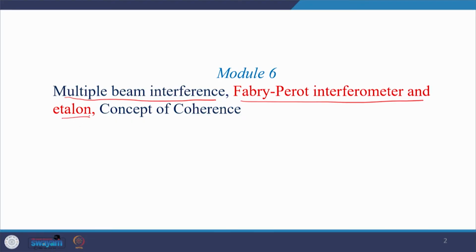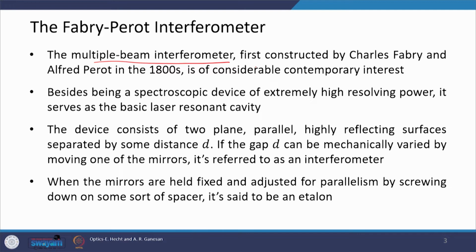Today we will start the Fabry-Perot interferometer and Etalon. The Fabry-Perot interferometer is again an interferometer which relies on multiple beam interference, which we discussed in the last class. This type of interferometer was first constructed by Charles Fabry and Alfred Perot in the 1800s, and is of considerable contemporary interest. It has a very wide scope in spectroscopy and in microscopy, as we will see here.